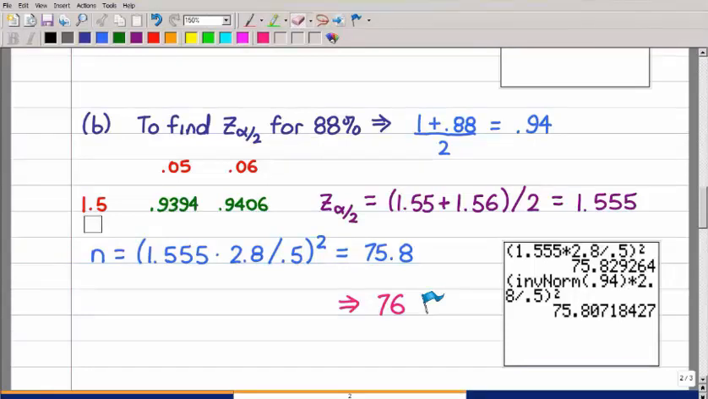So that was the tricky part of this problem, finding that critical value. So now we have n equals that 1.555 that we just found times the same 2.8 divided by the same 0.5 as part A. All that squared, you get 75.6, and round that up to 76.